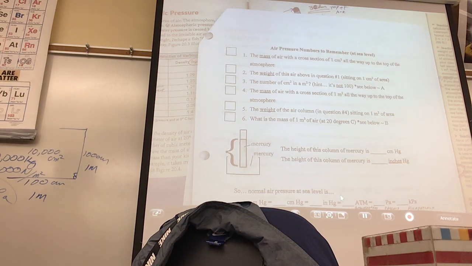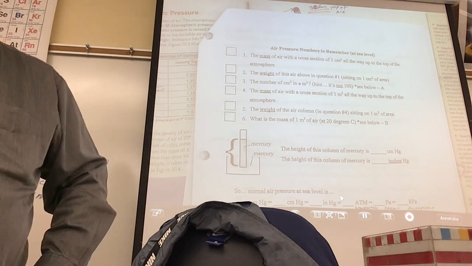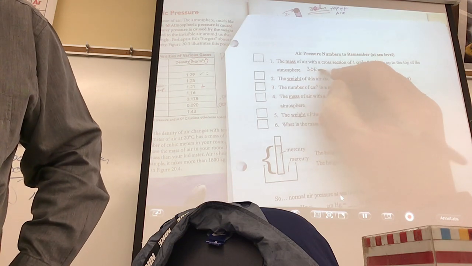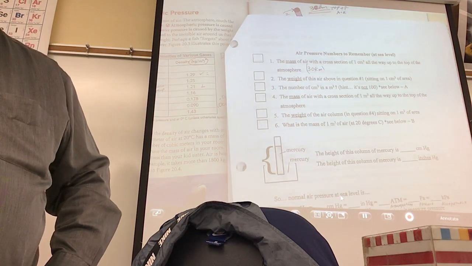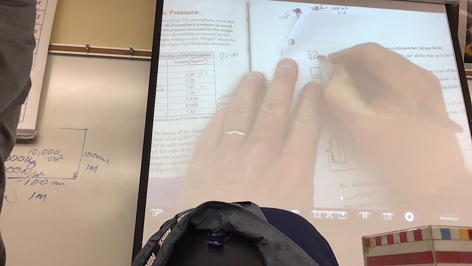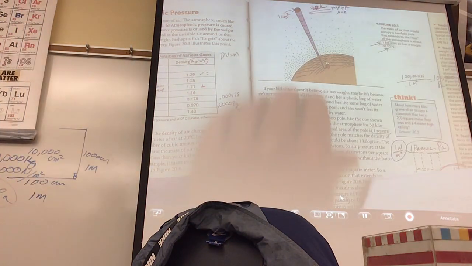What is the mass of air with a cross-sectional area of 1 square centimeter all the way to the top of the atmosphere? If you remember, that was at 30 kilometers up. All right, what is the mass? Do you remember it? How much? 1 kilogram. You're right. And that's what this picture is right here.